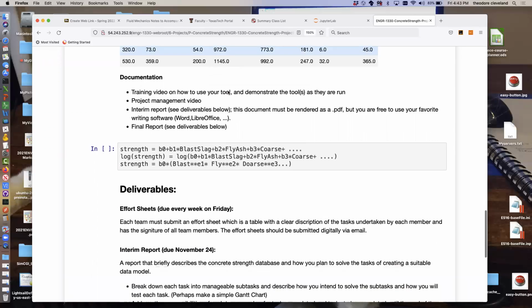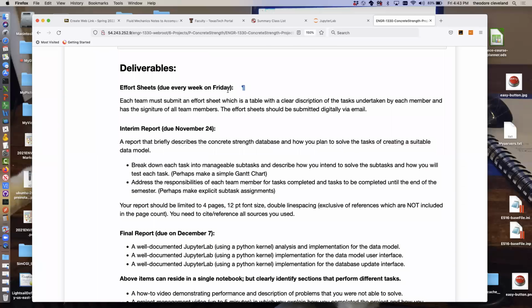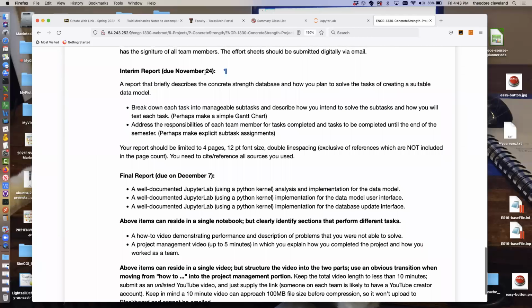And then documentation. What you're supposed to produce is effort sheets due each Friday, an interim report, which will not be due November 24th because that's the wrong semester. We'll get those fixed by Monday. And then a final report. In the past, instead of having you come up here and present to the class, because transitioning people takes too much time, your team can get together on Zoom and make a video.